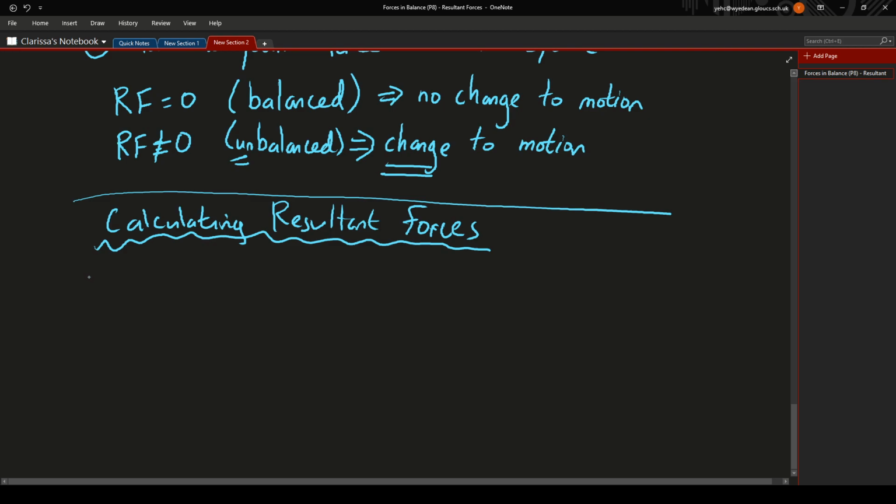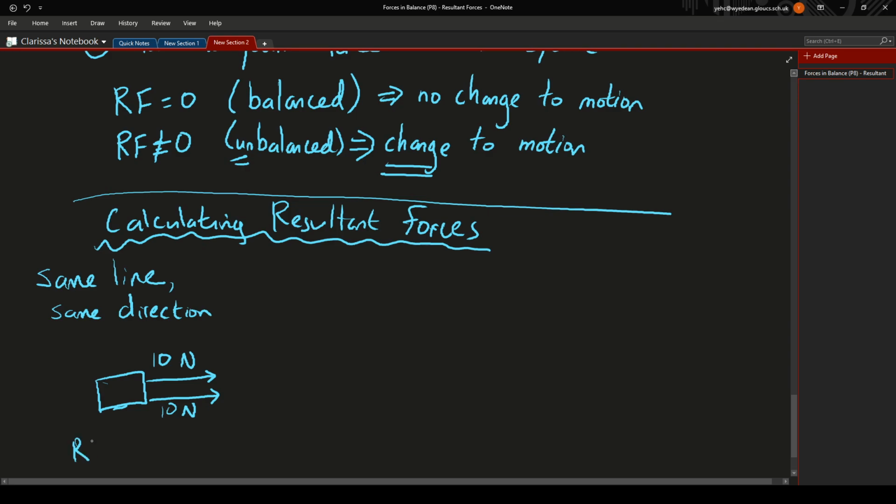And it depends on the scenario. So let's say that the forces are acting in the same line, and they're acting in the same direction. As an example, if we have it like that, basically it's the same one-dimensional plane. And we have 10 newtons, 10 newtons. The resultant force is going to just be added up together, 20 newtons. So you just add them together.